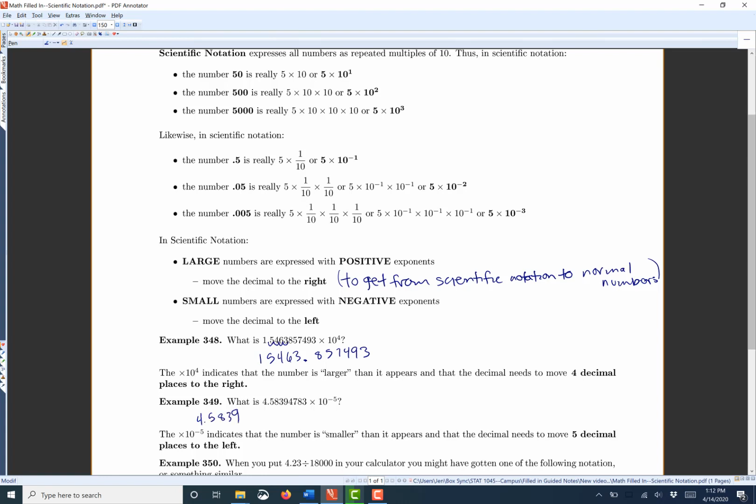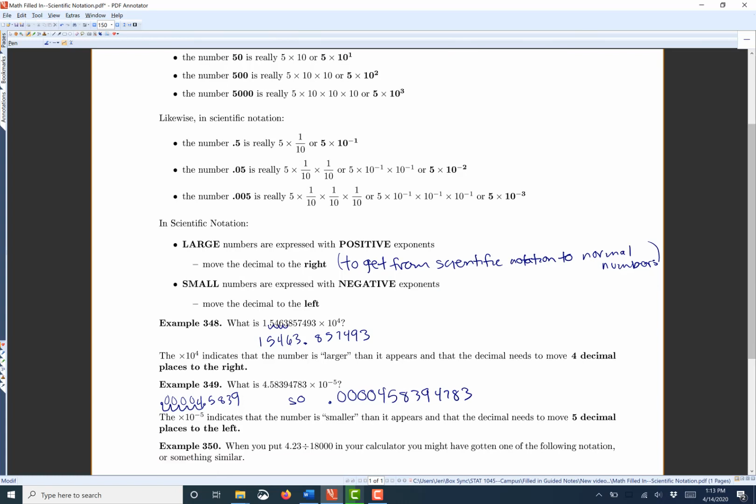4.5839. I'm not going to write the whole thing because that's okay. We can kind of shorten our decimals for a minute. I'm going to go 1, 2, 3, 4, 5. And everywhere I moved, I'm going to fill in a 0 so the decimal can move over there. So it's going to be 0.0000458394783. So that's really what it is. So remember, if you have a positive exponent, you know your final answer should look bigger. If you have a negative exponent, your final answer should look smaller.